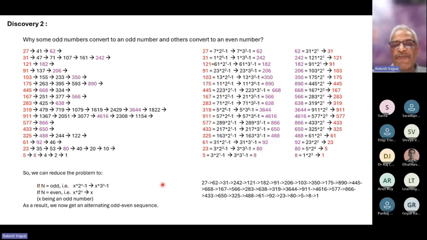And the effect of it is that if you now look at the sequence for the same 27, it's an odd-even sequence. I start with 27, I get the next odd number, then the next even number, then the odd number, and likewise. It's an alternating odd-even sequence right up to the point I get the convergence to 1.